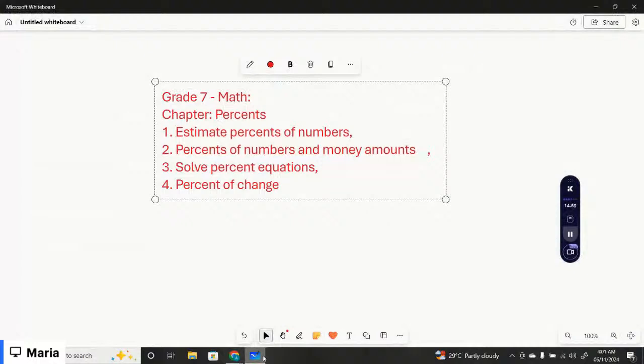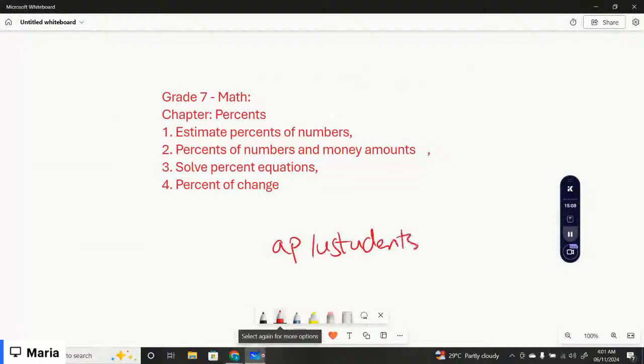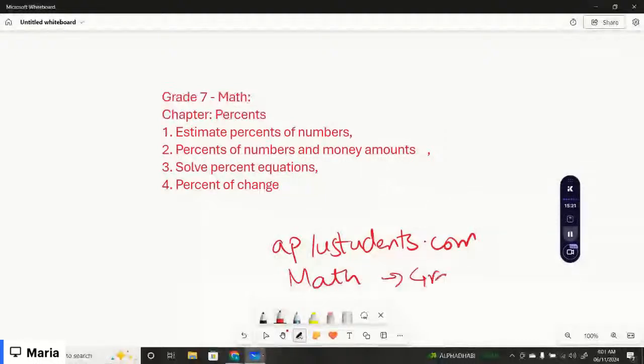We are here for grade 7 math. You can find all the lessons on aplusstudents.com. You have to log in there using your email address and password as provided by the administrator. Then you have to select math from the subject tab. Scroll down to grade 7 math and then click on view all lessons. There you can find a list of the chapters.